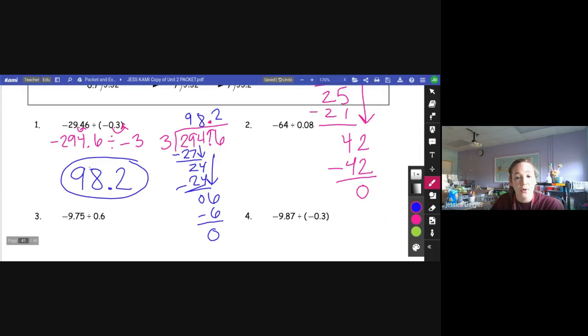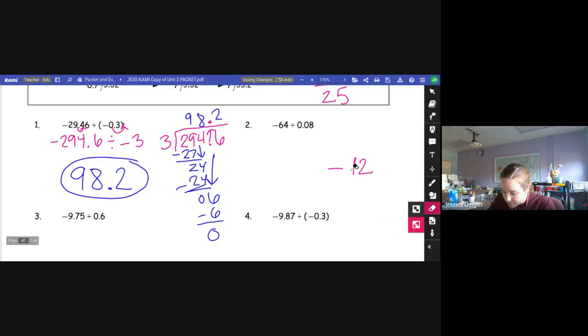We're going to jump down and do number 2 the long way. I'm just going to erase some of this here so I have more room. Number 2 is really interesting because we've got negative 64 divided by 0.08. The divisor, or the number that comes second, is the one that can't be decimal. So we have to do 2 decimal jumps or multiply by 100 to move that decimal over 2 spots to put it at the end of the 8.